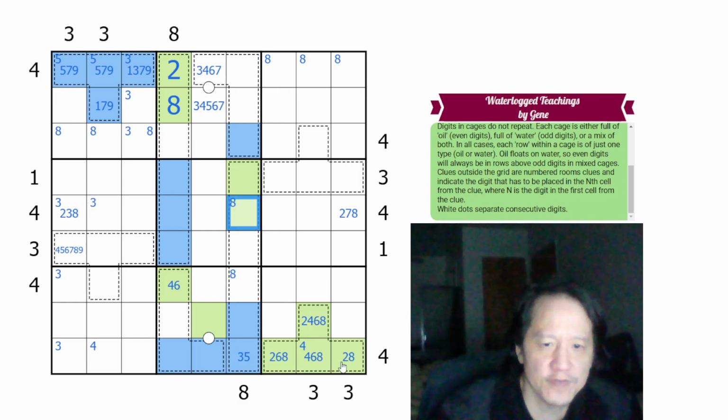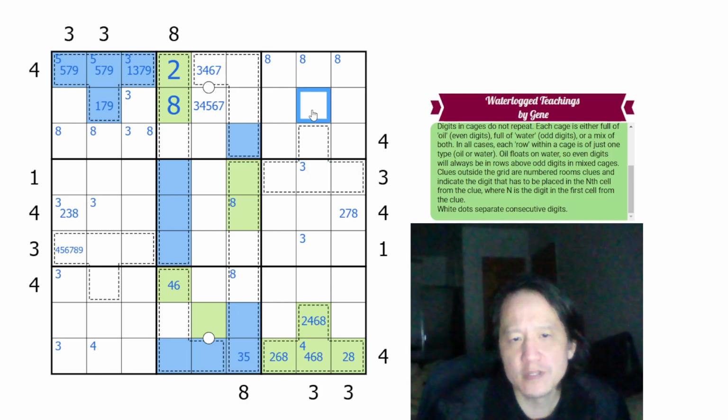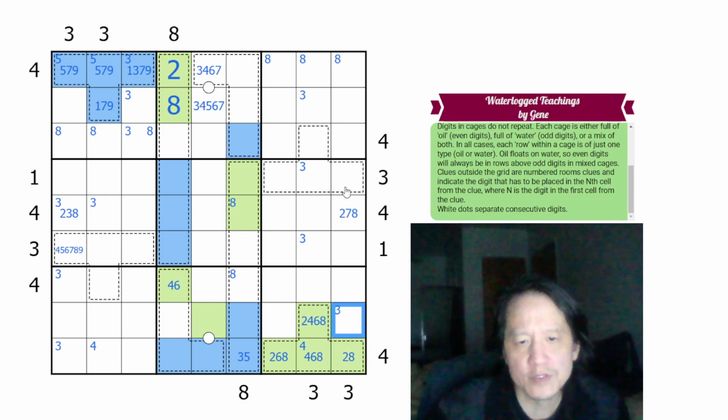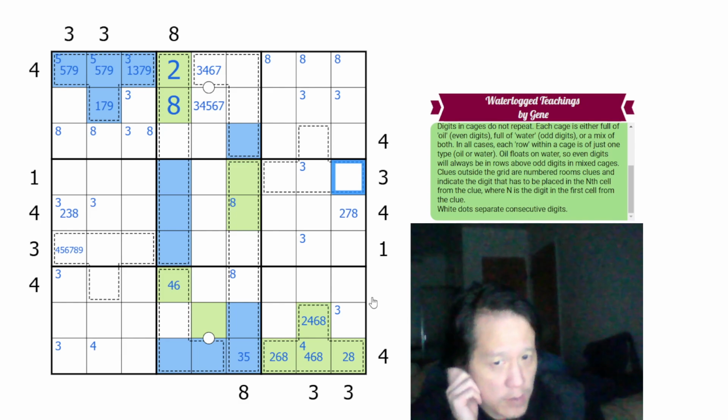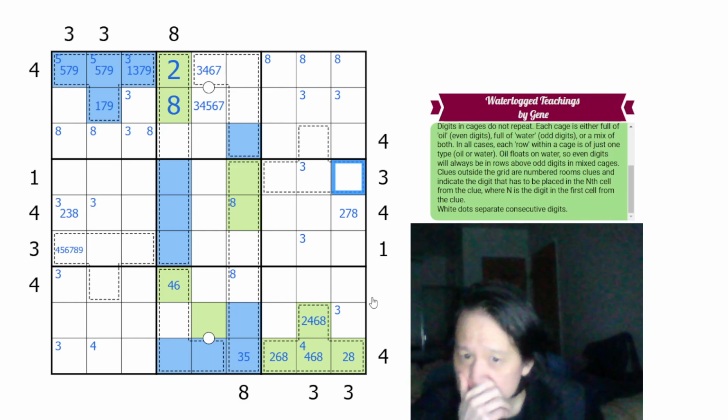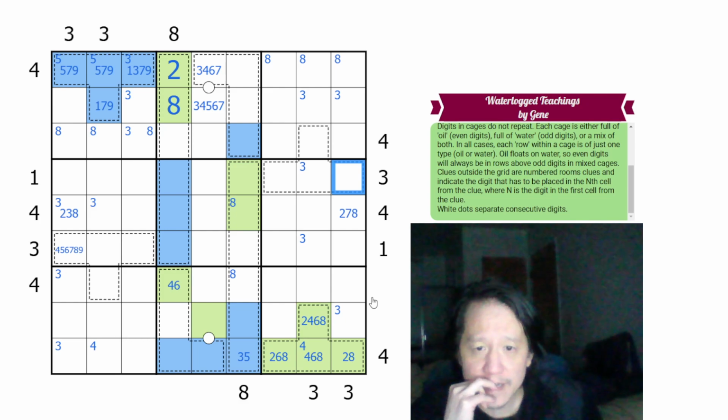Eight is in 3 or 5. 3 is in 4, 6, or 8. So either that's a 3, or that's a 3. 3 has to be in 2 or 8. So this is 3 or this is 3. Obviously 3 can't be there. Can't be 1. So this is 2, 4, 5, 6, 7, 8, and 9.